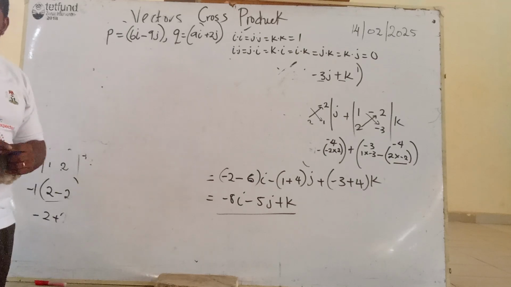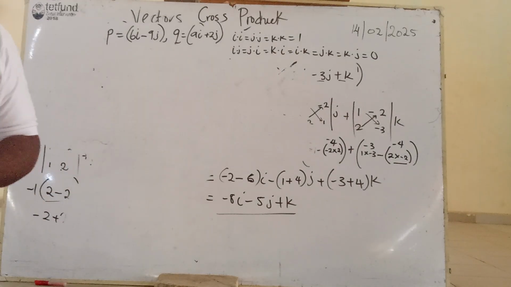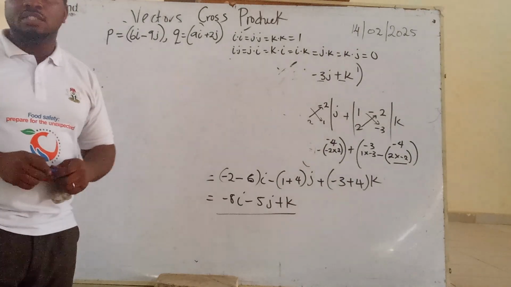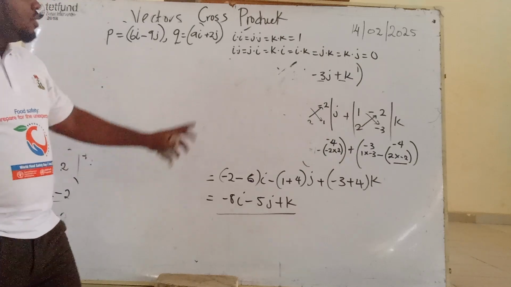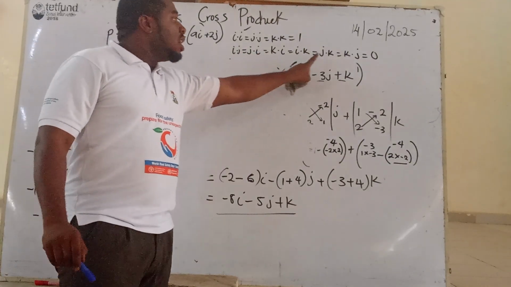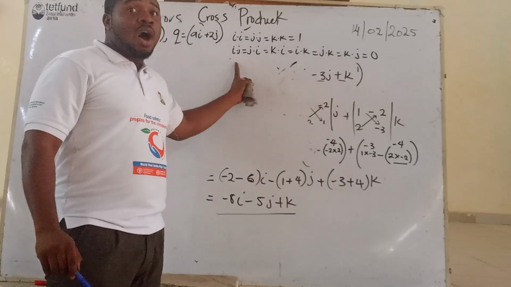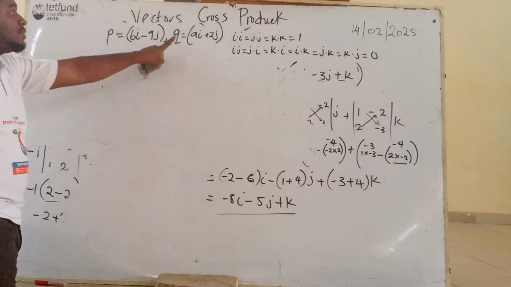Two vectors are perpendicular to each other if their dot product is equal to 0. Do you get the idea? You remember i and j, j and k, k and i, they were equal to 0 because they are perpendicular. So now the question is, what is the value of a?